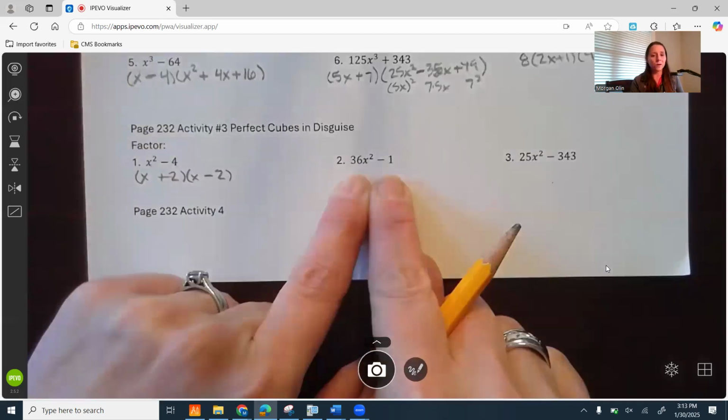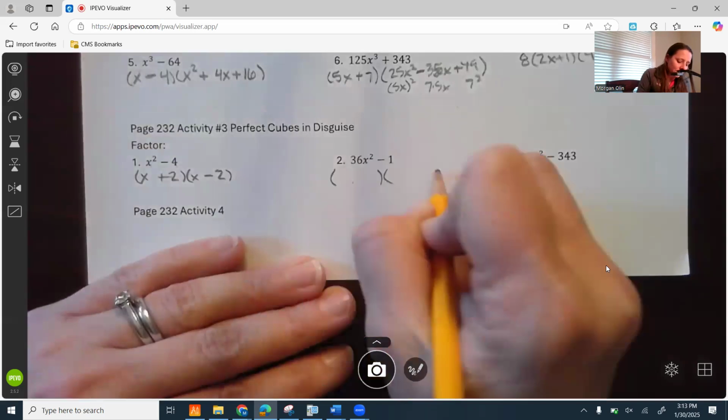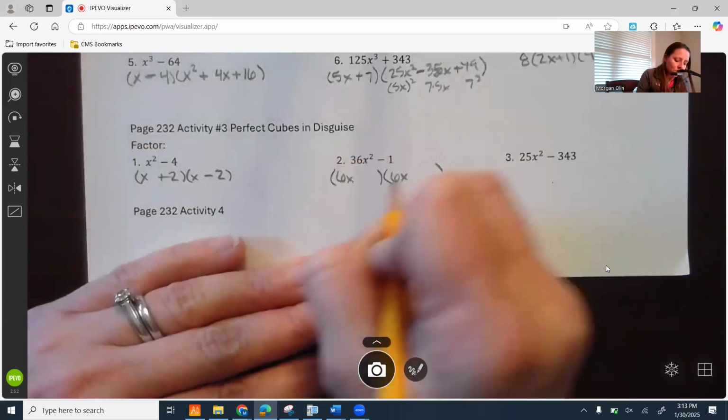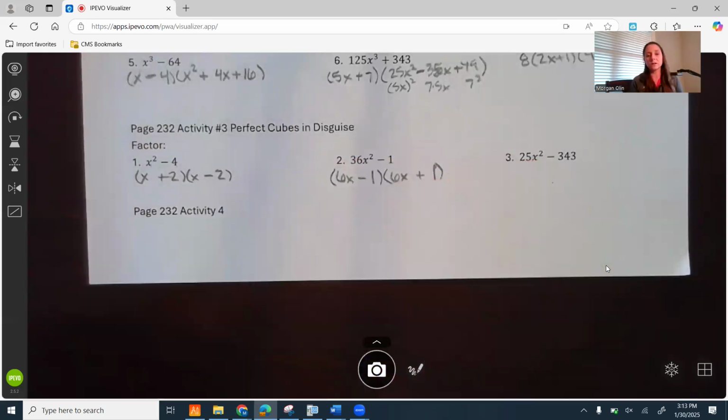Look at this, that's also a perfect square. What's the square root of 36x squared? It's 6x. What's the square root of 1? So one's a plus, one's a minus, it doesn't matter which one's which. And that's how that factors. So that's just perfect squares.